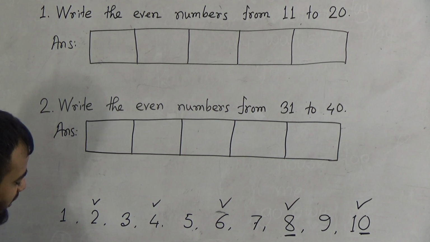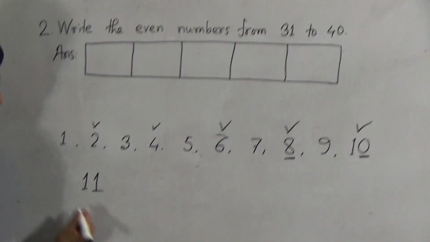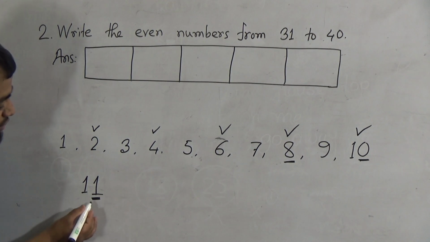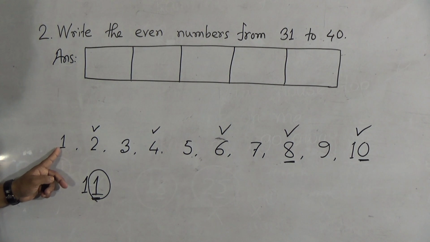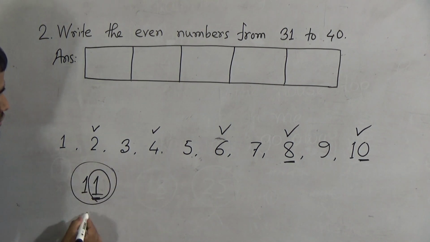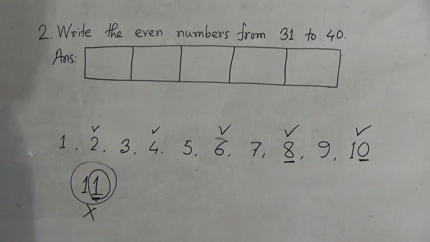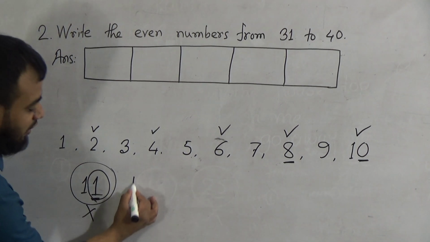Here 1 and 1 make the number 11. And in 11, on the right side, we have 1. In the ones place we have 1. And look, my dear students, 1 is not an even number because 1 can't make a pair. That is why 11 is also not an even number. So we can't write down 11 in this box, because we need to write down only the even numbers in the box.